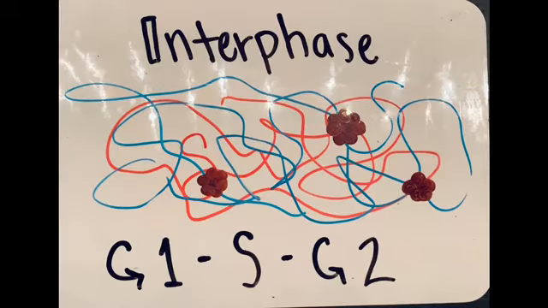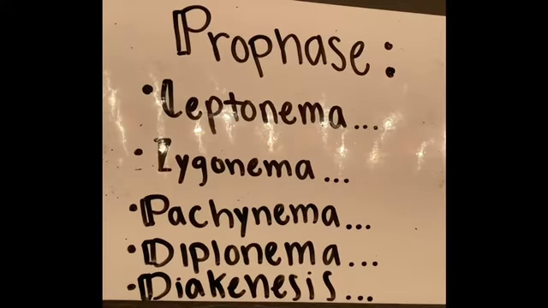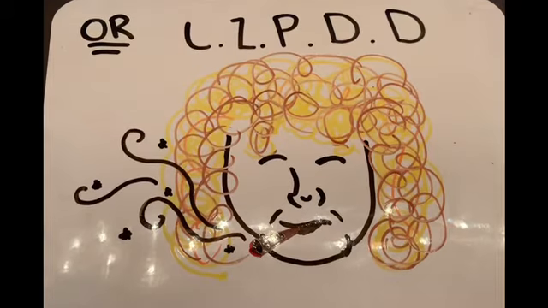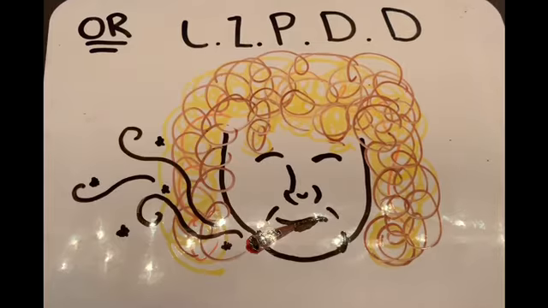Prior to meiosis, a step called interphase happens, where G1, S, and G2 occur just like mitosis. The next phase is prophase. This is where leptonema, zygonema, pachynema, diplonema, and diakinesis all occur in small stages. An easy way I like to remember it is Led Zeppelin probably did drugs.